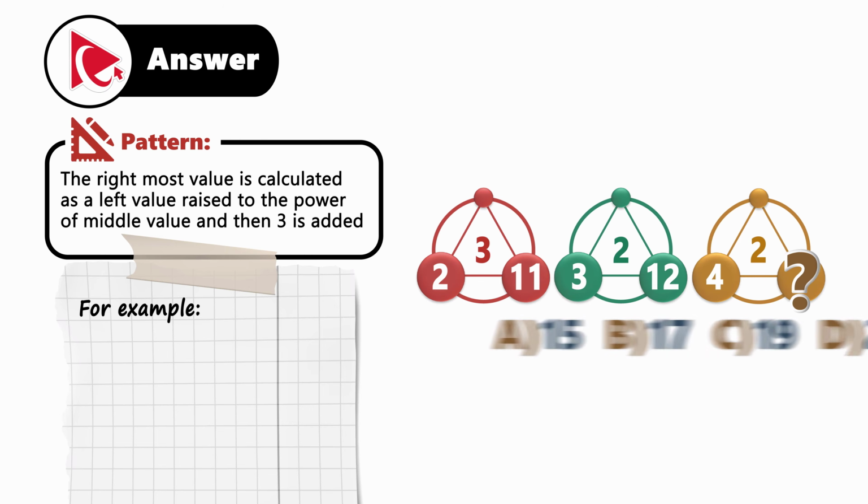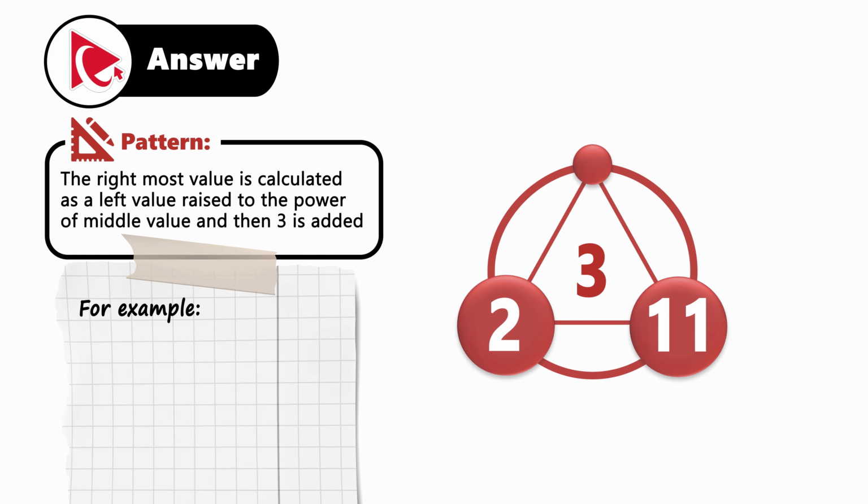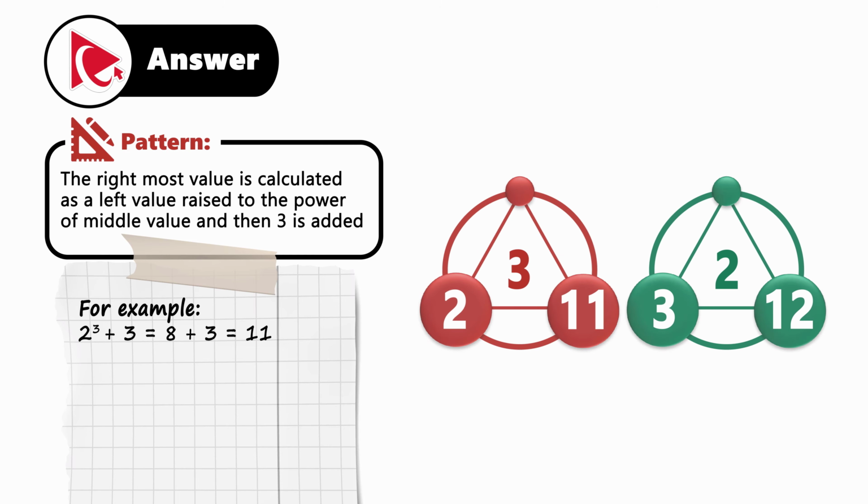For example, let's look at the first shape. The shape has values 2, 3, and 11. 2 to the power of 3 plus 3 equals 8 plus 3, which equals 11. Let's look at the second example. 3 to the power of 2 plus 3 equals 9 plus 3, which equals 12.